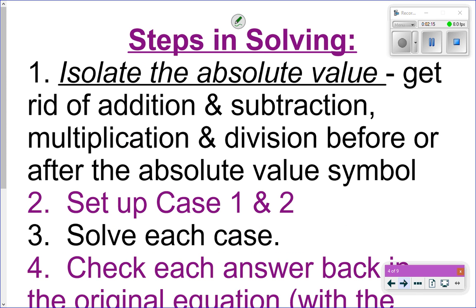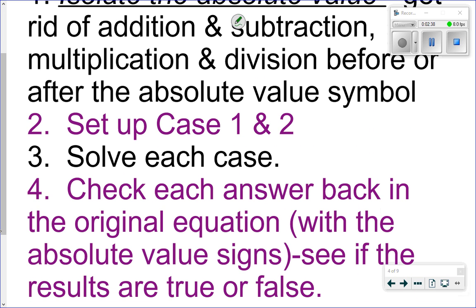Okay, so here are the steps for solving. You're going to want to pause this video so that you can write these down. The first thing that you need to do is isolate the absolute value bars. Sometimes there are going to be terms outside of the absolute value bars on the same side of the equal sign. You're going to have to move those numbers over until the absolute value bars are by themselves. The next step after that, you're going to set up case 1 and 2. Then after the cases are set up, you're going to solve each case individually. The solutions should not be the same. And then sometimes you're going to have to check your answer back in the original problem. And after that check step, you'll have to decide which solution is true and which one is false.